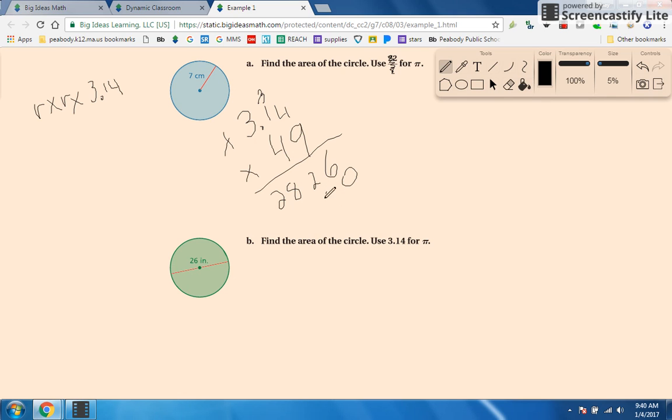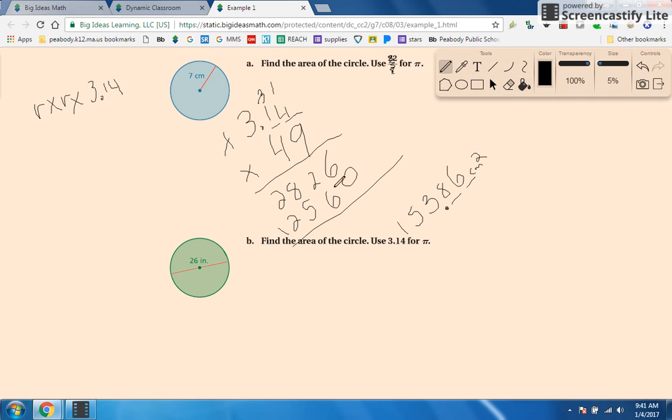4 times 4 is 16, carry the 1. 4 times 1 is 4, plus 1 is 5. 4 times 3 is 12. Add my rows together, I get 6, 8, 13, 5, and 1. There are 2 numbers to the right of my decimal, so I need 2 numbers to the right in my final answer. So 153.86 centimeters squared. So I want you to try the bottom one.